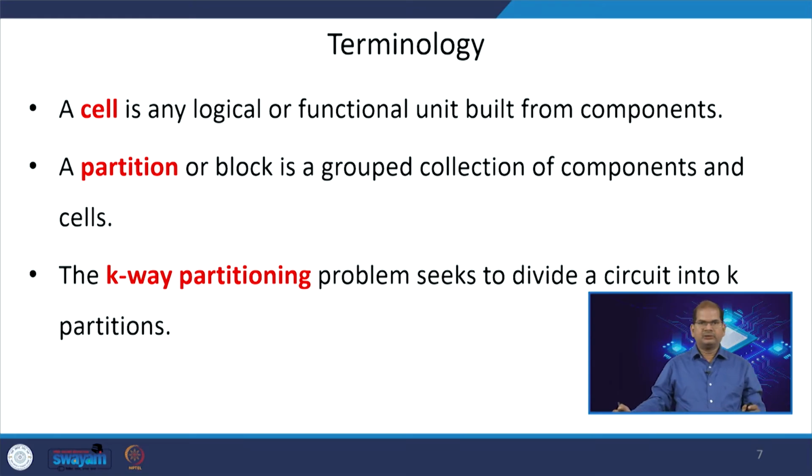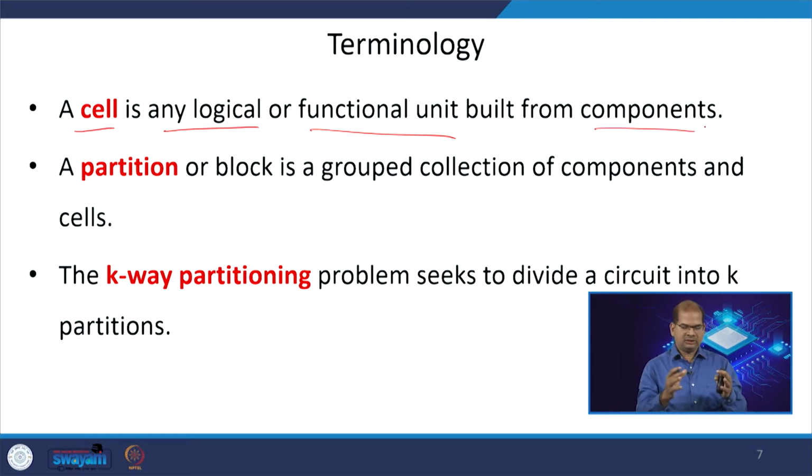Now, we will introduce some of the terminology which is used in partitioning. One is the cell. What is a cell? A cell is basically a logic block, logic gates, or a functional unit like an ALU or memory unit or some other block. Those are called cells. So, a cell is any logical block or logic gate or functional unit built from a component. Actually, you have a bigger unit, and these are the individual units that are used to create the components.